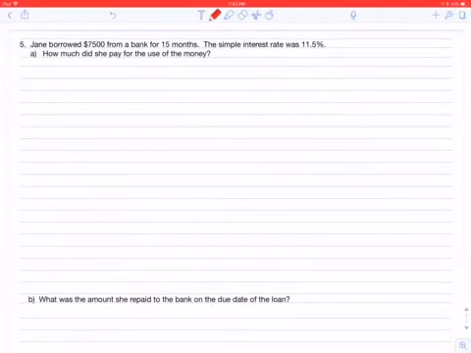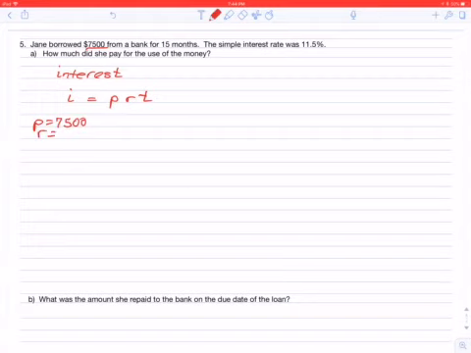Now, Jane borrowed $7,500 from a bank for 15 months. The simple interest rate was 11.5%. We want to know how much did she pay for the use of that money. So what it's asking us is to find the simple interest. So I'll use the simple interest formula, I equals PRT. The P is the money that's being used. Well, she's using that $7,500.